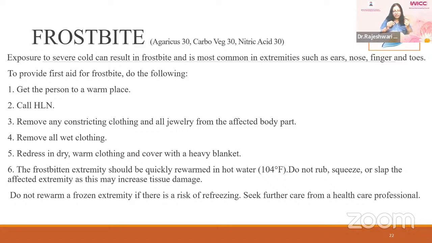The frostbitten extremity should be quickly rewarmed, but it should not be rubbed, squeezed, or slapped. Should not do the rubbing, because if you rub, that can increase the tissue damage. So it should be quickly warmed in warm water. Do not rewarm a frozen extremity, because if you rewarm it, there is a chance of refreezing. Keep it in the warm water and seek further care from a healthcare professional.